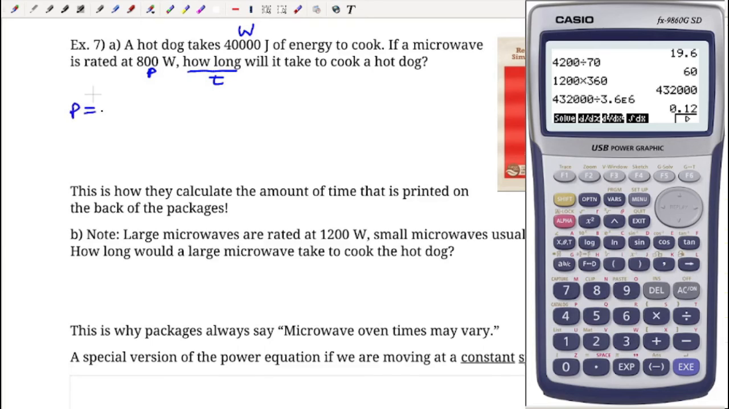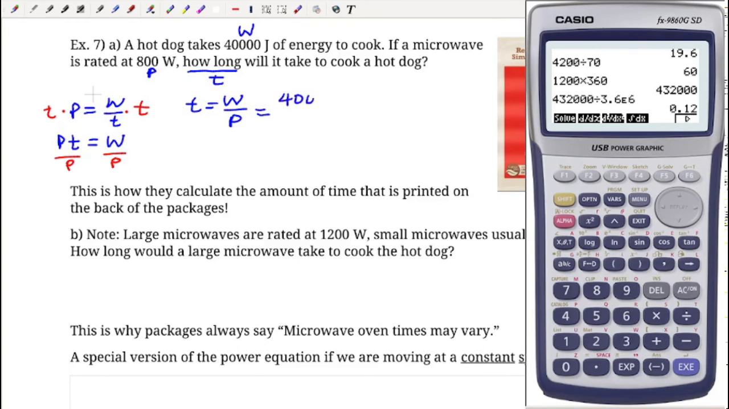Here we go. Power equals work over time. I'm going to solve that for time, so I'm going to multiply by time to get it out of the denominator. So I've got power times time equals work. And then I'm looking to get time by itself, so I'm going to divide out power to get time equals work over power. Everything is already in the units that fit together, joules and watts, those are my base units.